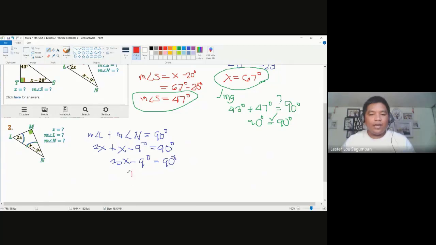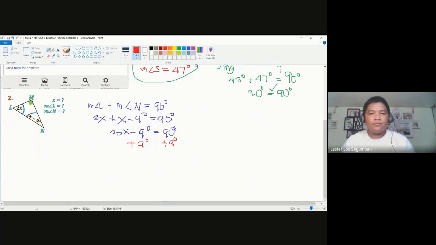Then we add both sides by 9 degrees. Right? So we will have here 3x is equal to 90 plus 9, which is 99 degrees. And then we divide both sides by 3. So our value for x should be 33 degrees. Again, we are not yet sure if it's correct or not, so we will still check it later on together with the measurements of angle L and angle N.